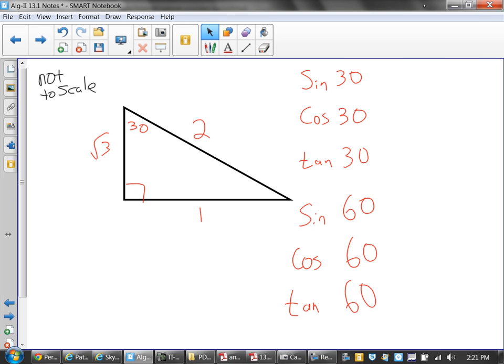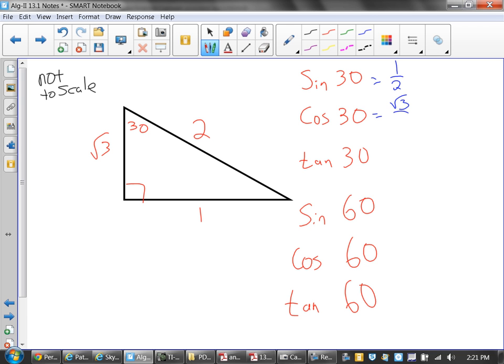What did you guys get for the sine of 30? 1/2. 1/2? No. I got 1/2. Now I feel stupid. What's the cosine of 30? Root 3 over 2. I just drew my picture wrong, that's all. What's the tangent of 30? Root 3. Very good. Everybody agree?